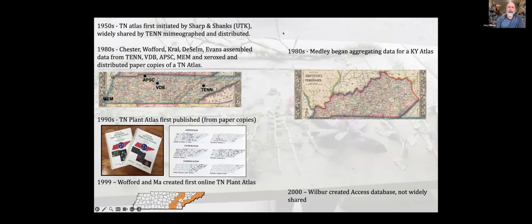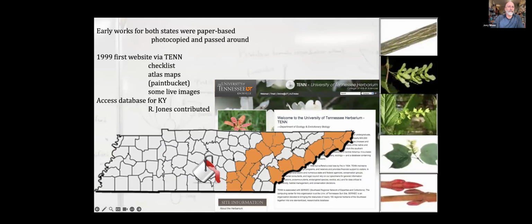Then in 1999, Gene Wofford and Victor Ma created the first online Tennessee plant atlas. It was one of the first online plant atlases in the country. What they did was make JPEG images of the former photocopied atlas maps. About that same time, Cato Wilbur created an Access database that, to my knowledge, wasn't widely shared, but some folks got their hands on it, and it was serving as a Kentucky atlas at the time.